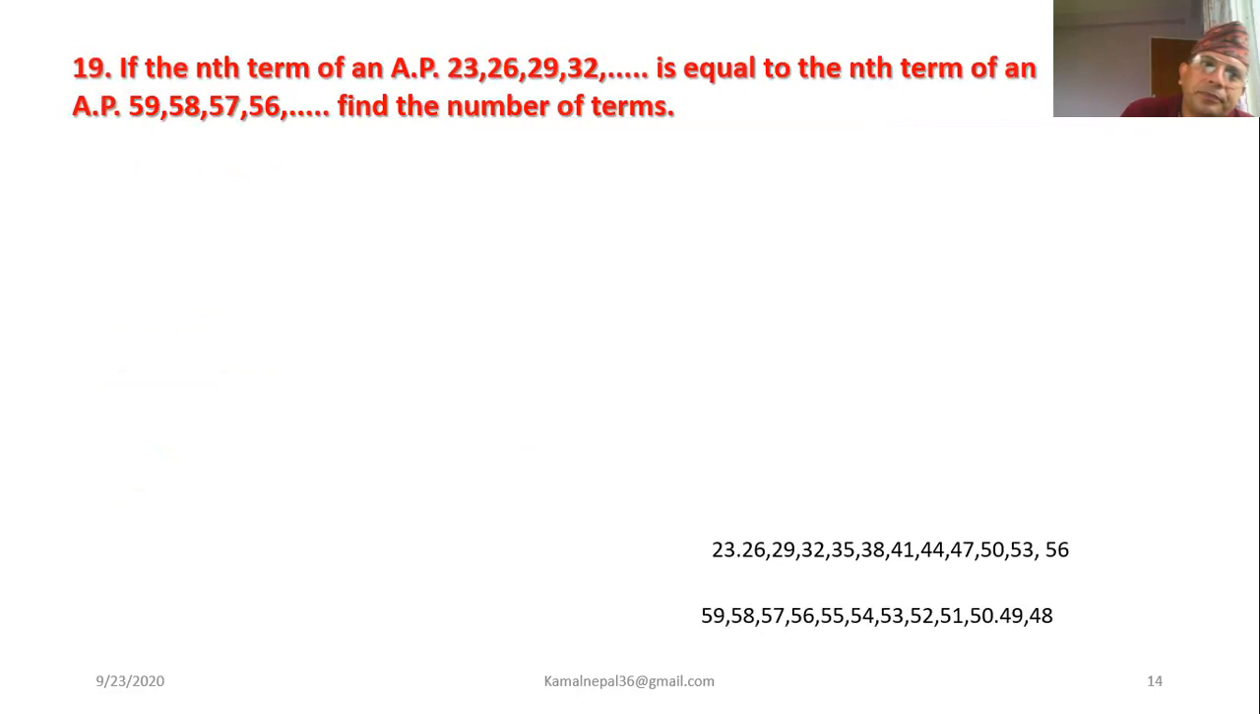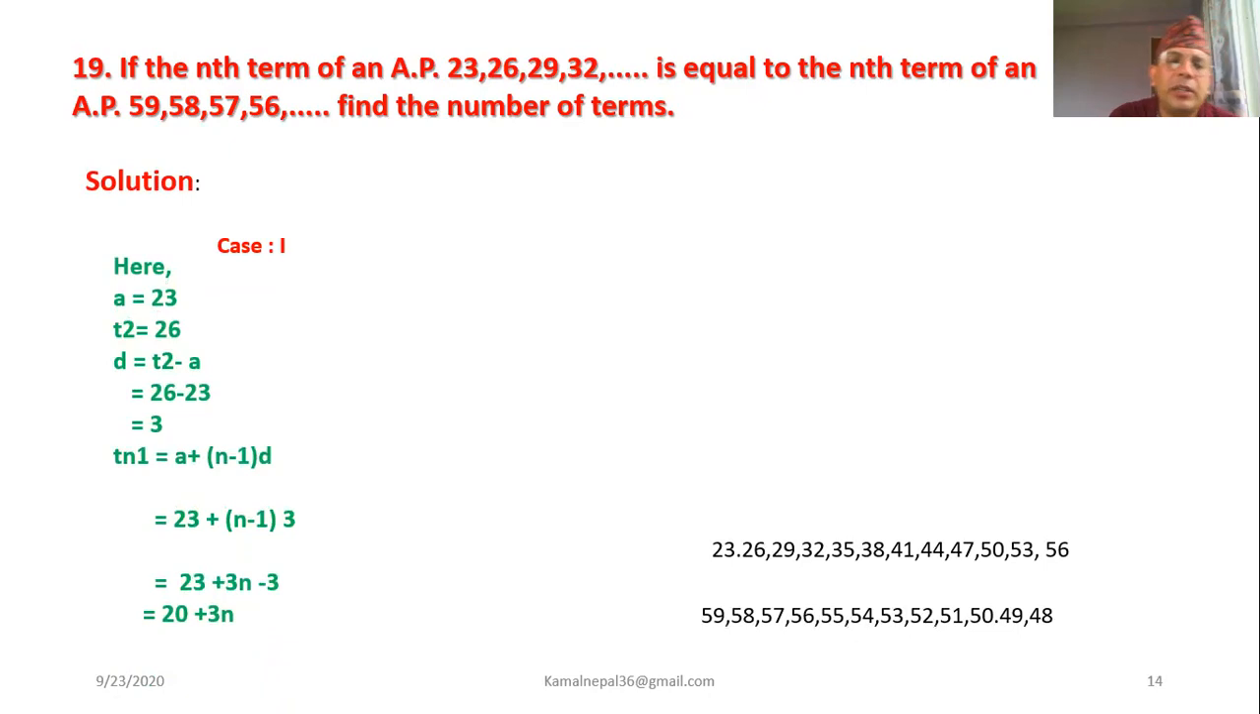Now question 19. If the nth term of the AP 23, 26, 29, 32 is equal to the nth term of the AP 59, 58, 57, 56, find the number of terms. Now your question is, from the first given AP, first find out the nth term, and from the second also find out the nth term. Both nth terms are equal, both Tn are equal. Now for case 1, A is equal to 23, T2 is equal to 26, D is equal to T2 minus A, it is 3. 26 minus 23 is 3.